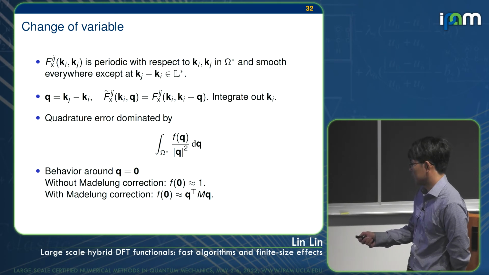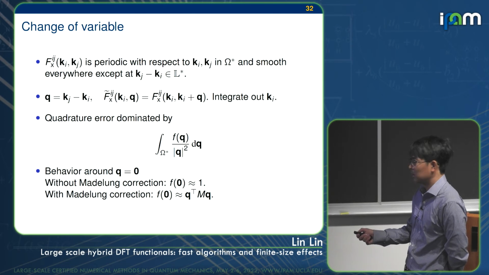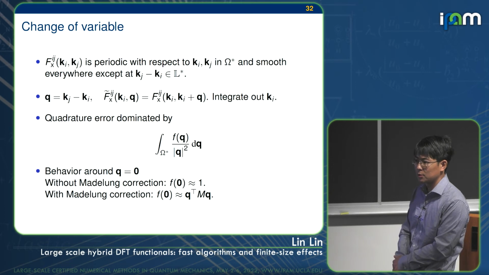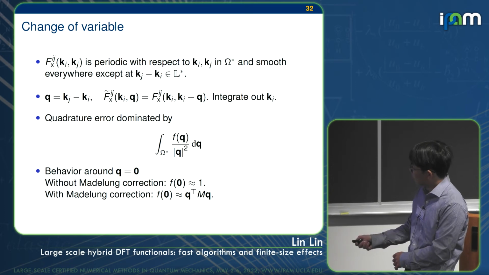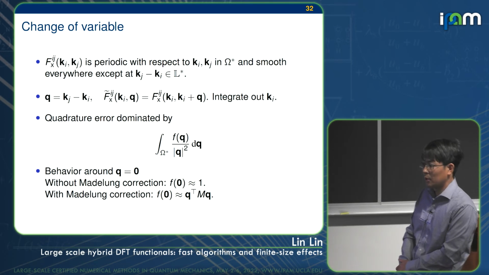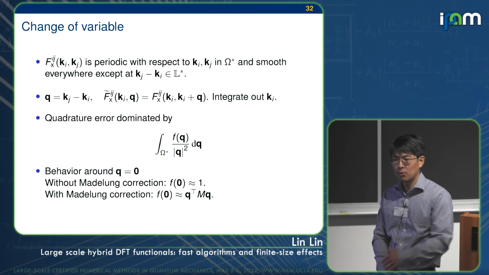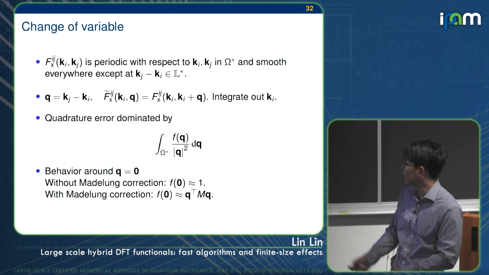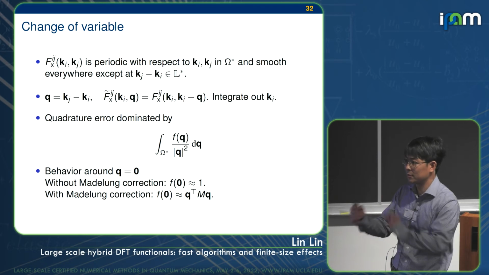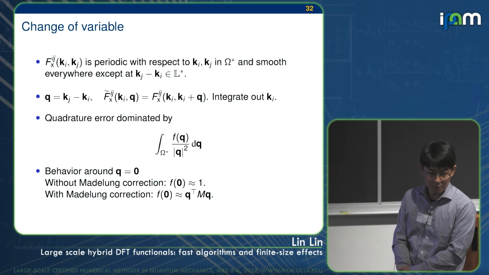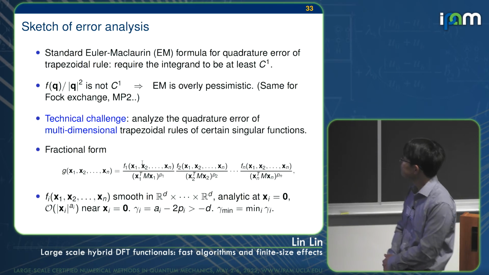Without the Madelung correction, this f0 is approaching 1, so that doesn't look good because this thing looks like it is blowing up. And with the Madelung correction, what you have is a quadratic over quadratic form, which is still bad. Because a quadratic over quadratic means that when q equals 0, this thing has a well-defined limit, but its derivatives are unbounded. So that's still very bad from the perspective of quadrature error analysis.